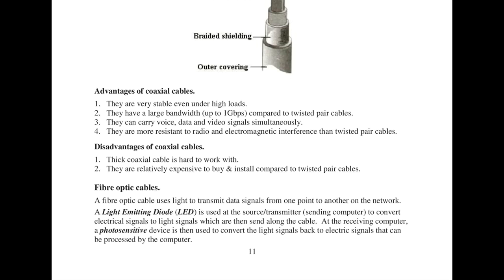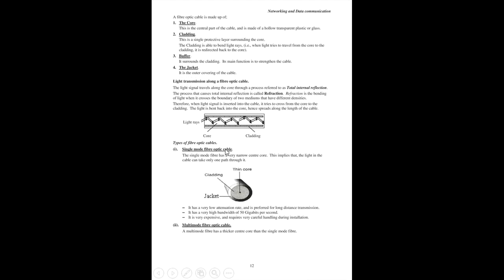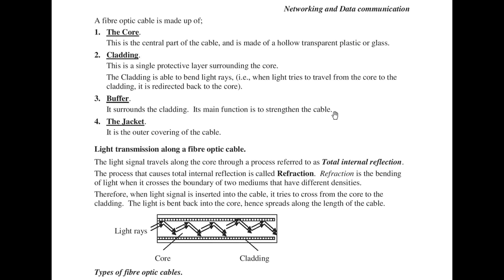So guys, fiber optic are the modern cables. You have seen these guys trying to dig trenches and bury these cables around your area. So a fiber optic cable is made up of the core, cladding, buffer, and the jacket. The core is the central part of the cable and is made up of a hollow transparent plastic or glass. Then we have the cladding. This is a single protective layer surrounding the core. The cladding is able to bend light rays, that is the reflection, as you can see in the following figure.